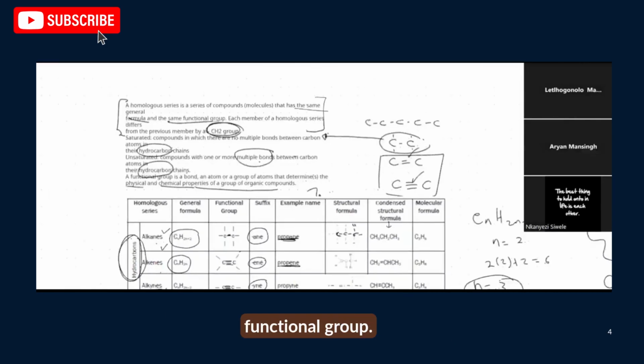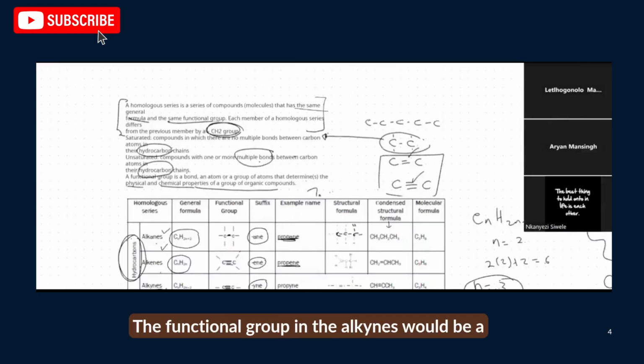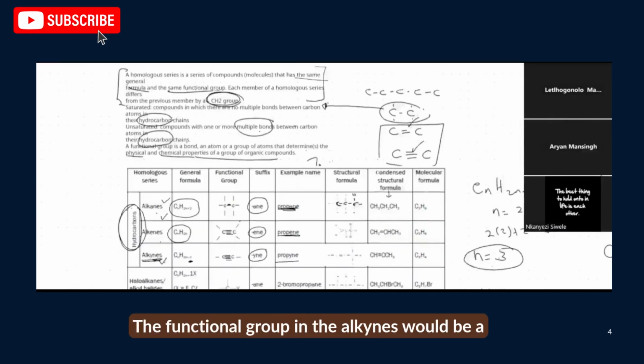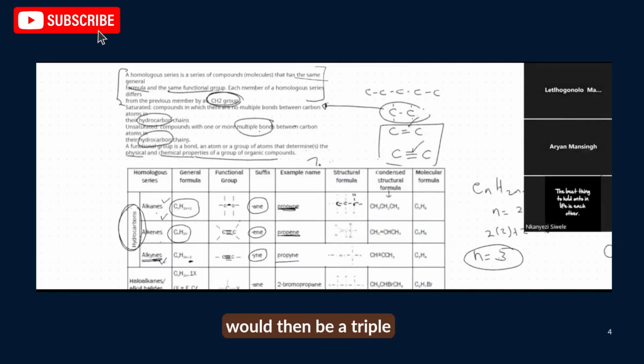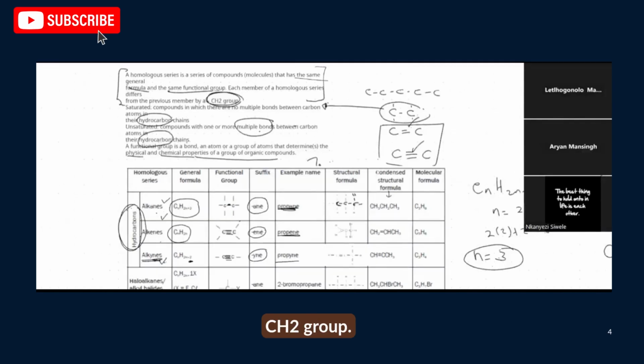Now, previously, when we were defining what a homologous series is, we said that they must have the same functional group. So the functional group in the alkanes would just be the single bond. The functional group in the alkenes would be a double bond. And the functional group in the alkynes would then be a triple bond. So we said that the only difference between the members is that they will differ by a CH2 group.